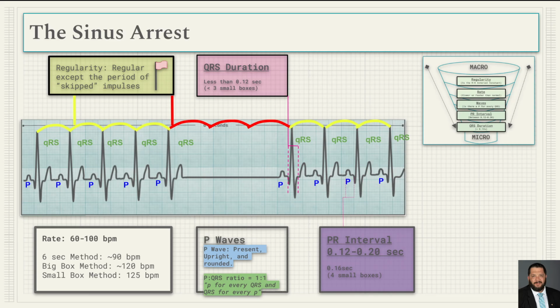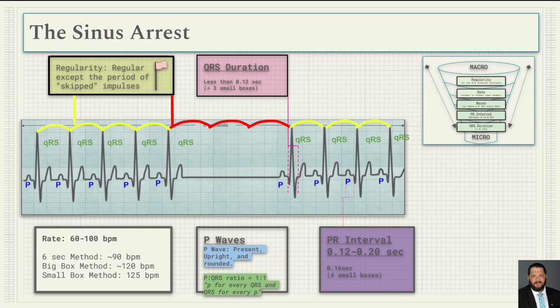Let's look at our P waves. Our P waves are present, they're upright, and they're rounded. Our QRS waves are present, and the P to QRS ratio remains 1:1. There is no P wave in the period of electrical silence. It is truly a period of electrical silence. If we were to have P waves or other waveforms during that period of silence, that would not be a sinus arrest. It would be a different rhythm.